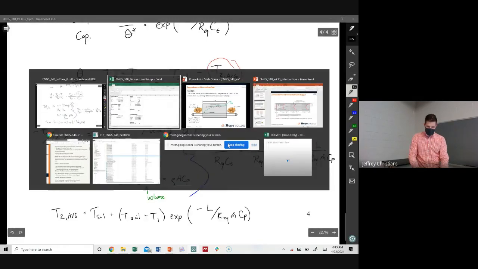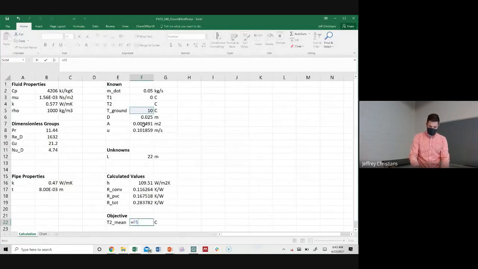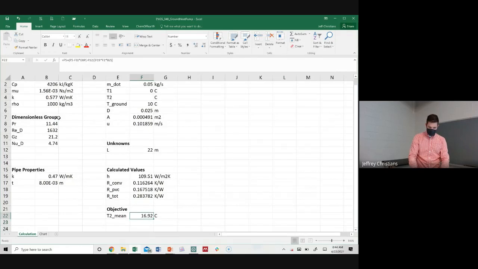Okay. So this is going to be equal to T soil plus the temperature difference, which is T soil minus T1, times the exponential of negative L divided by R times the mass flow rate times the heat capacity. Did something wrong. I think it should be subtracting instead of adding.